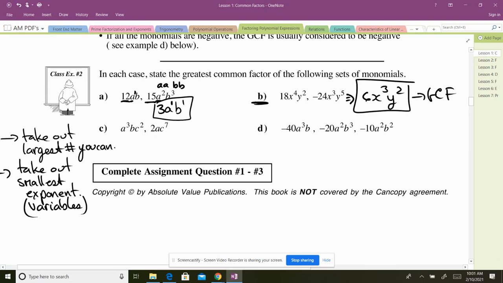If you have 3 terms, actually, let's do C first. What number's in front of the A cubed if no number's written? 1. What goes into both 1 and 2? 1. So you don't even have to write anything, okay? You can write 1 if you want, but it's up to you. I'll put 1 just for this question. A cubed and A to the power of 1. What am I taking out? A to the power of 1.